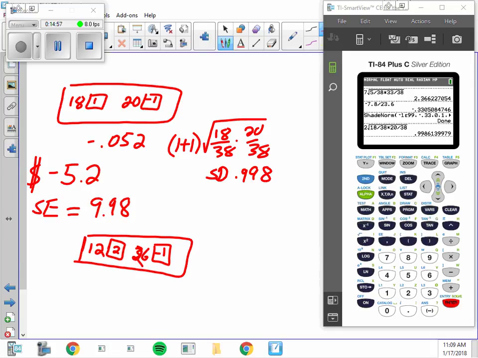So we need the average of the box. Well, 24 minus 26 is negative 2. Divide that by 38. Negative 2 divided by 38. So we ended up with exactly the same average of the box.